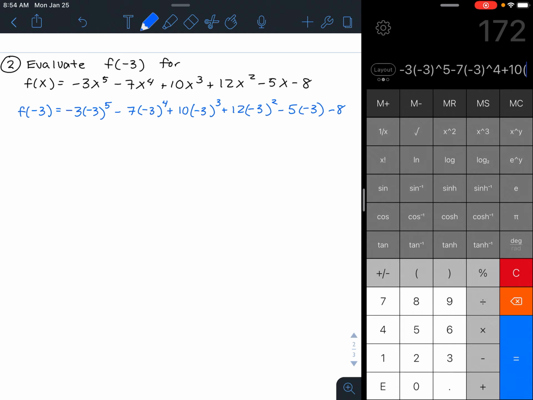Okay. Where was I? Times 10, plus 10 times negative 3 in parentheses raised to the cubed power, plus 12 times negative 3 squared, minus 5 times negative 3, minus 8. Okay, we get 7, right? But it was a lot of work.